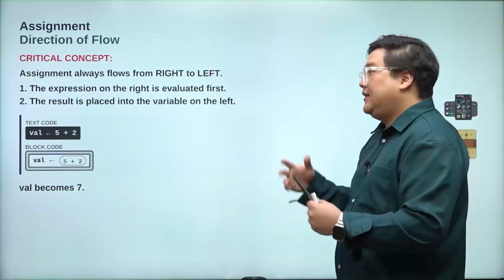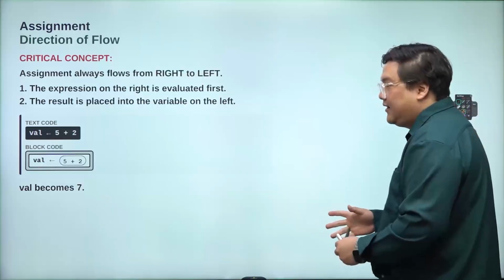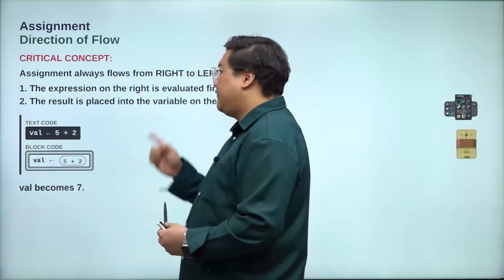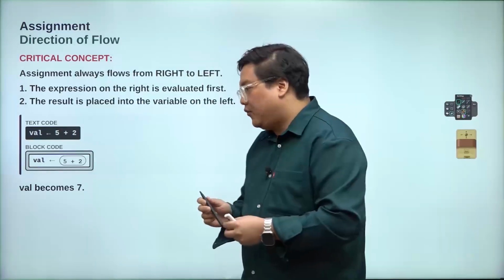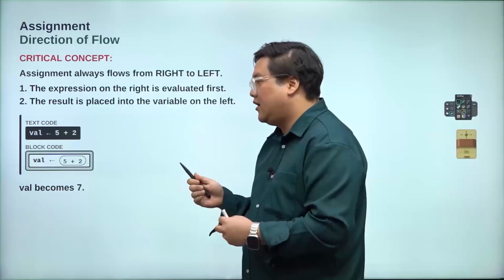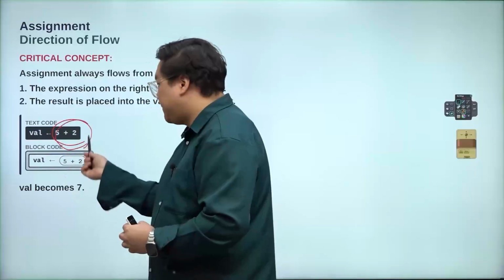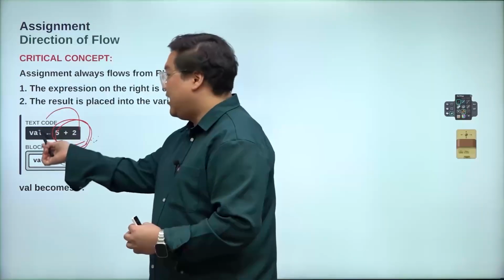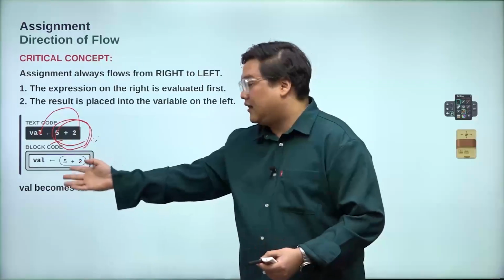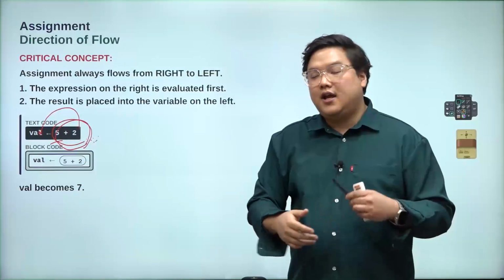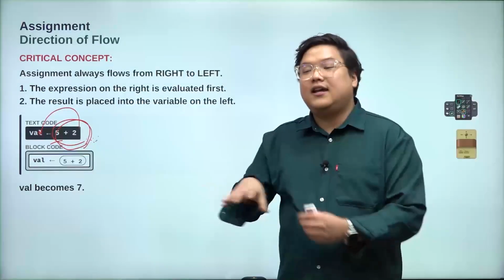Assignment always flows from right to left. The expression on the right is evaluated first, and the result is placed into the variable on the left. Regular expressions without assignment just follow the regular order of operations. But after the expression gets evaluated, it gets assigned to the variable. Think of assignment as another operation that happens after everything to its right is evaluated.